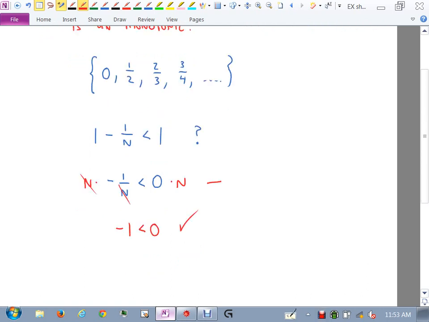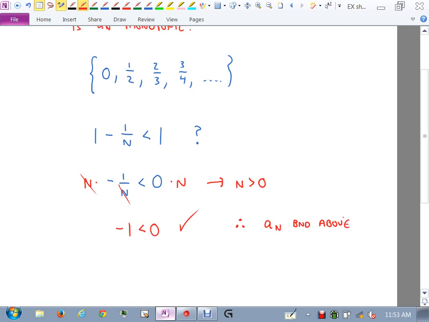Now, I will make a statement here. Remember, n is greater than 0. That's why I could do this, and that's why I didn't have to flip the inequality. Make sense? So I've shown it's bounded above. Therefore, a sub n is bounded above.